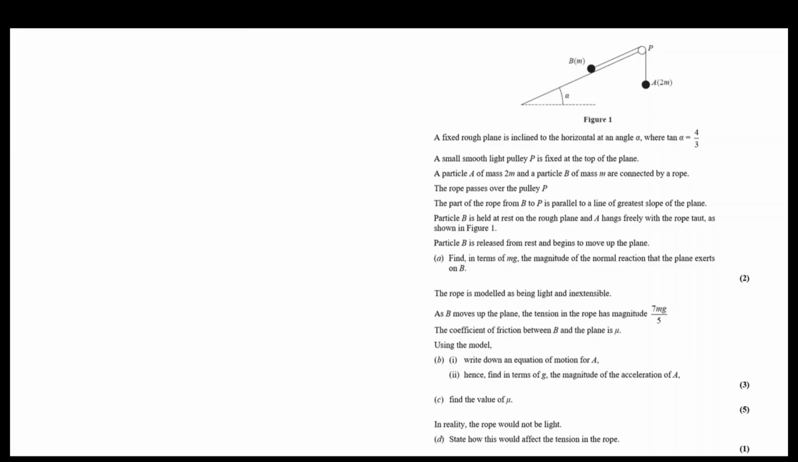Okay, in this question, we've been given the image, so we know straight away we're working with connected particles on inclined planes. A fixed rough plane is inclined to the horizontal at an angle alpha, where tan alpha equals 4 over 3. This is going to be useful later on.